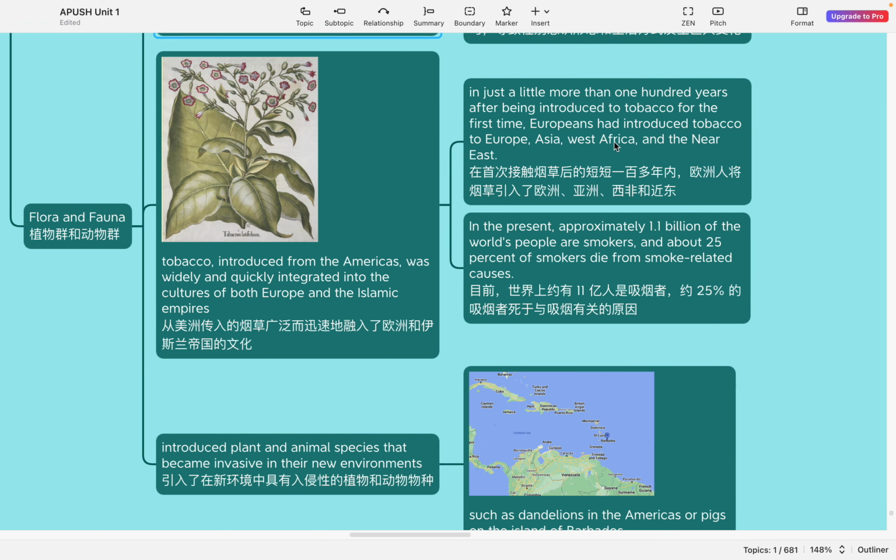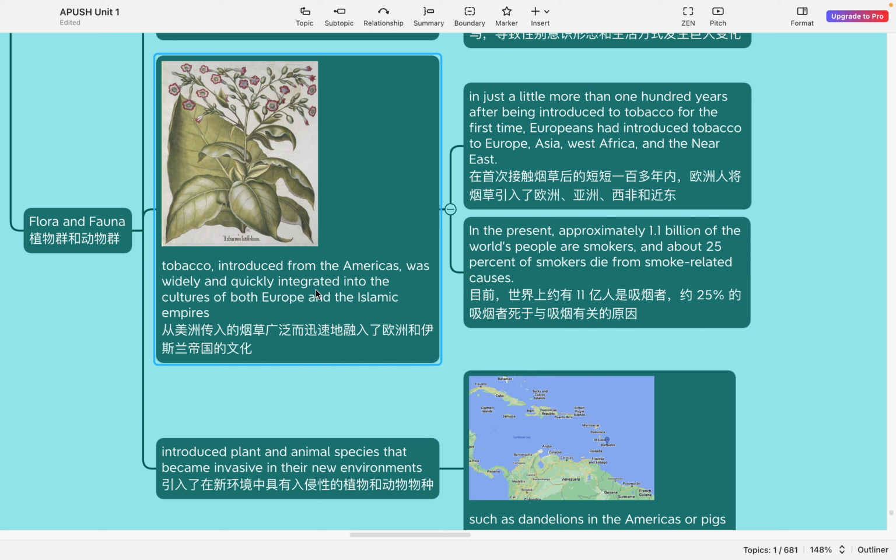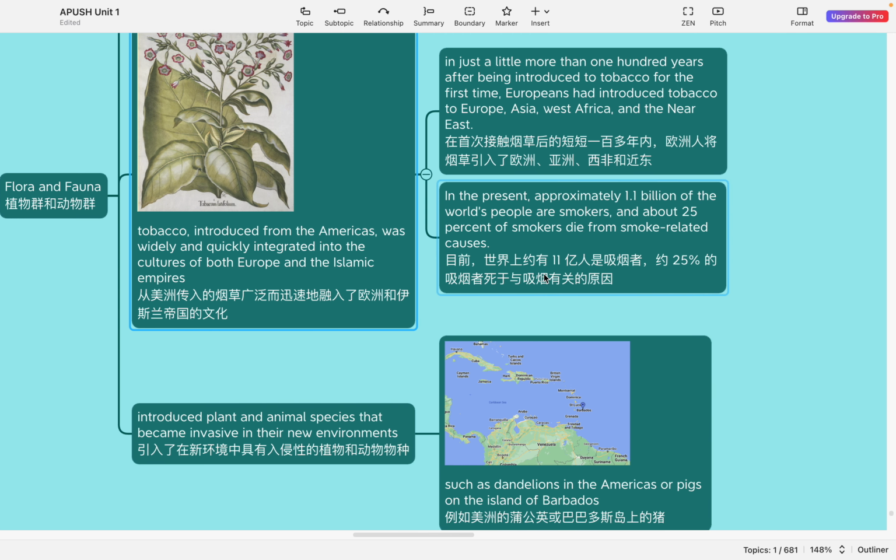From the Americas, tobacco was introduced to the Eastern Hemisphere. Initially advertised as a health product when brought back to Europe, tobacco is now known as a health killer, with a quarter of smokers worldwide dying from smoking-related causes. It's a classic case of short-term pleasure, long-term health consequences.